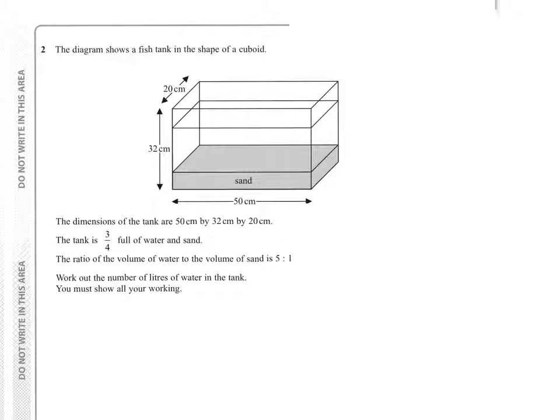Question 2. We're given the dimensions of a fish tank, and that's 50 centimetres by 32 by 20, and it says the tank is 3/4 full of water and sand. And it says the ratio of the volume of water to the volume of sand is 5 to 1. We've got to work out the number of litres of water. So first of all, let's remember that 1,000 centimetre cubes is 1 litre. Let's not get that wrong. So let's have a look at the question.